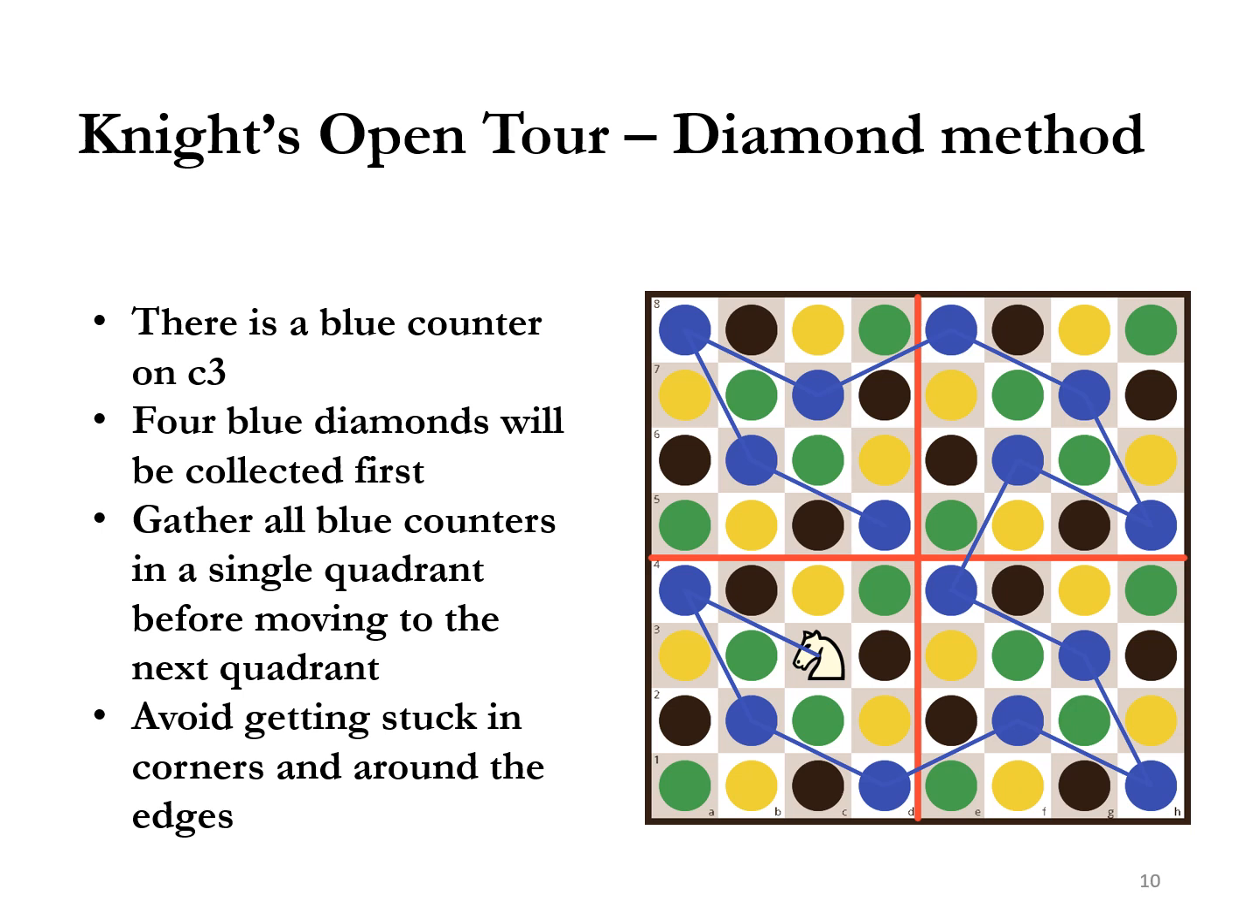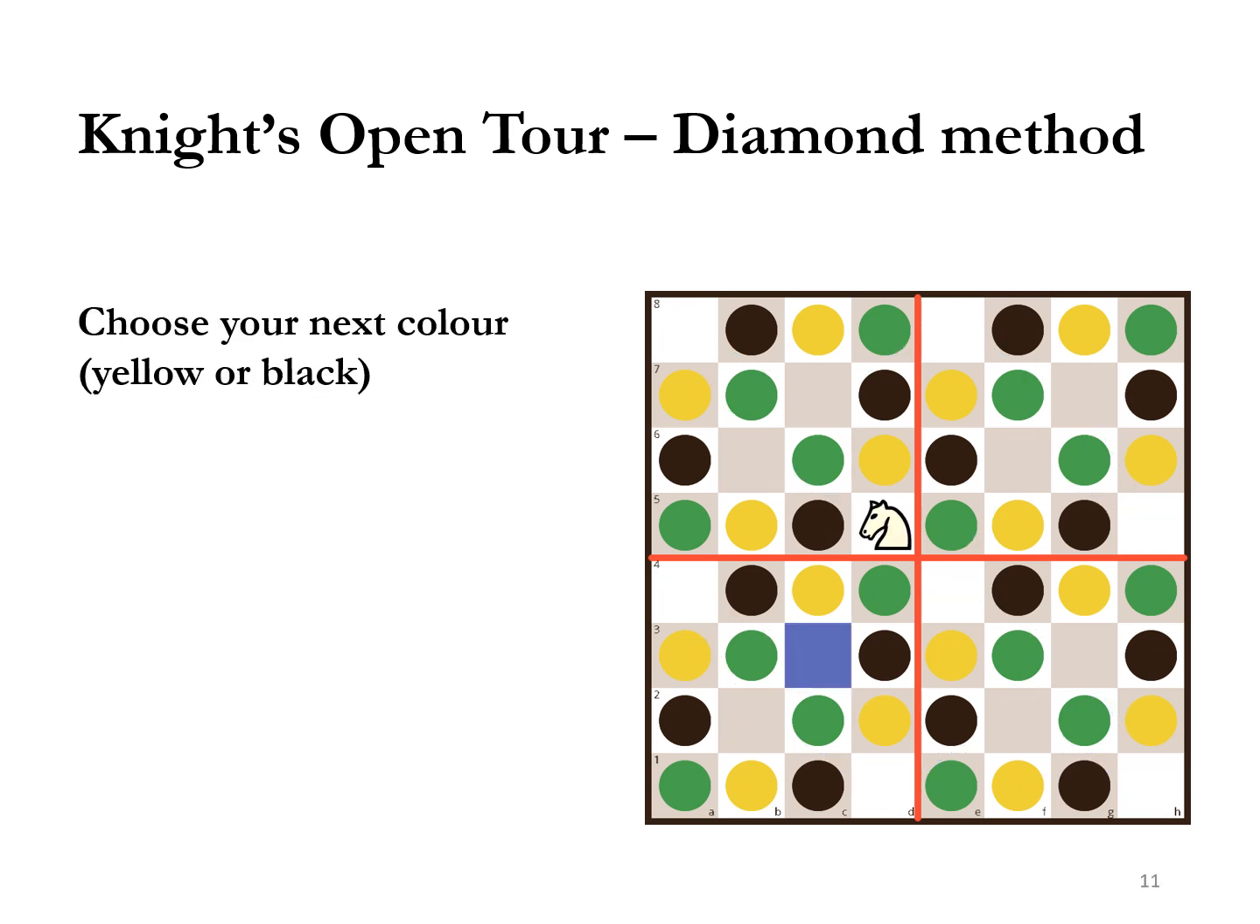Gather them one by one, moving from quadrant to quadrant. Avoid getting stuck in corners and around the edges. For example, the last 3 counters were collected by the moves knight to a8, b6, d5. It would have been a mistake to try the other way around, by knight d5, b6 to a8, as the knight would not have been able to leave the a8 corner. The last blue counter was collected on d5.